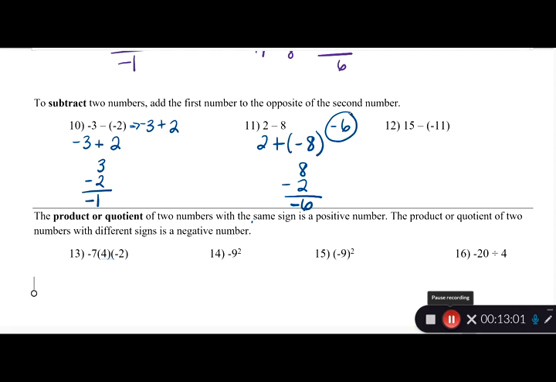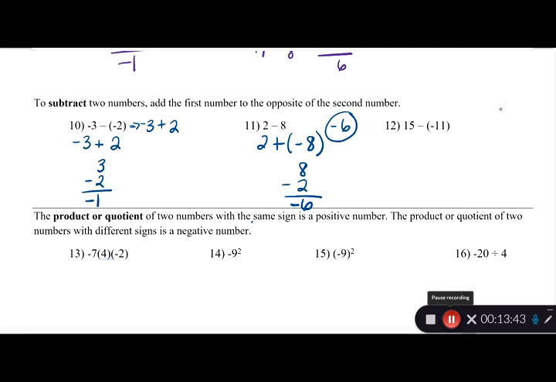Okay, again, using money. If I have $2 and I want to spend 8, do I have enough? Do I not have enough? Hopefully you said I don't have enough. I'm short $6. I'm negative $6.